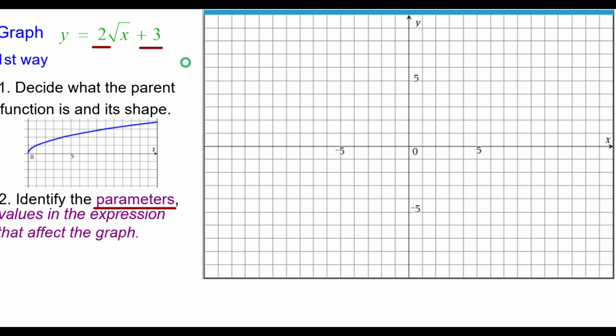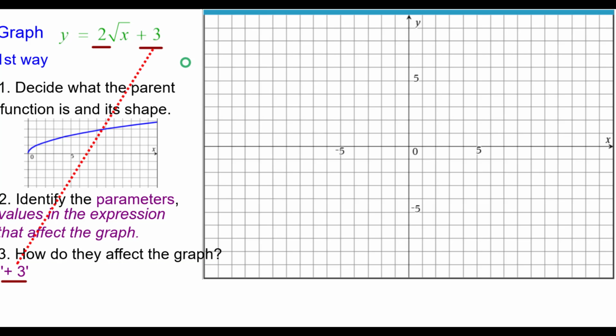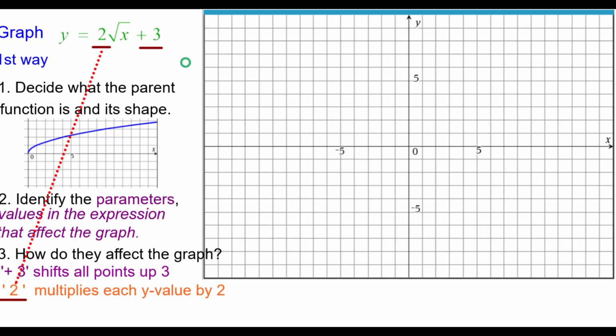Identify the parameters, and by that we mean the values in the expression that affect the graph, and there are 2 different parameters here. So how do they affect the graph? Well, the plus 3 shifts all points up 3 units, and the times 2 multiplies each y value by 2.